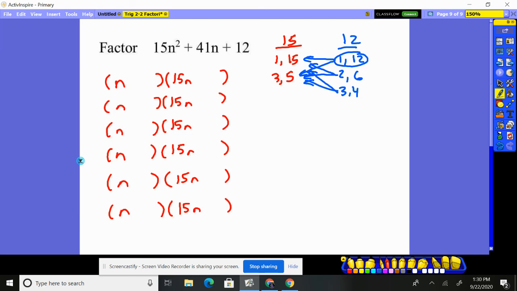Okay, I know that with the N and 15N, there could be the 1 in 12, or maybe the 12's here and the 1's here. Could be 2 and 6, or it could be the 6 and 2. Could be the 3 and the 4, or maybe the 4's here and the 3's here. Let's check these. We need 41. There's 15N and 12N, not happening. Whoop, too big, too big.